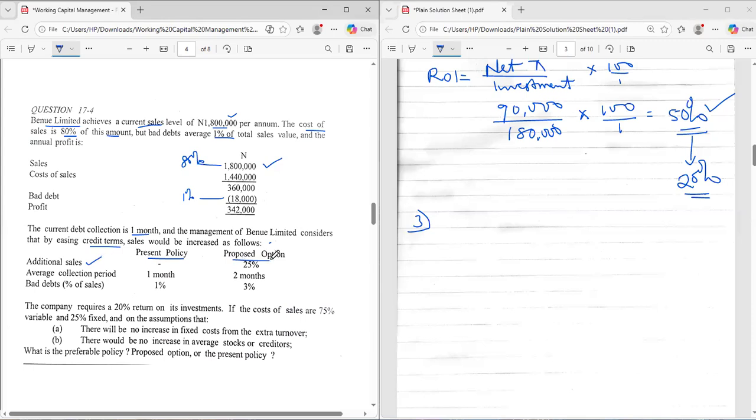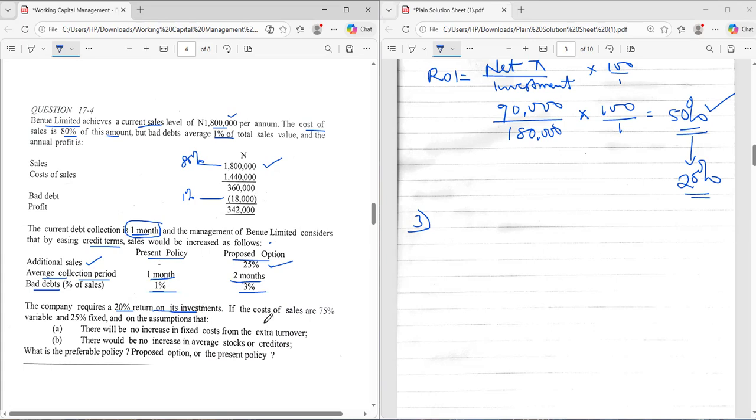But in the proposed policy, the new policy that is going to be introduced, they're going to increase sales by 25%. The other one says average collection period. The current collection period from debtors is 1 month as indicated here. But with the proposed policy, they are changing to 2 months. The bad debt as a percentage of sales is currently 1%. With the proposed option, bad debt will increase to 3%. Then they went further to say that the company requires 20% return on investment, the same pattern.